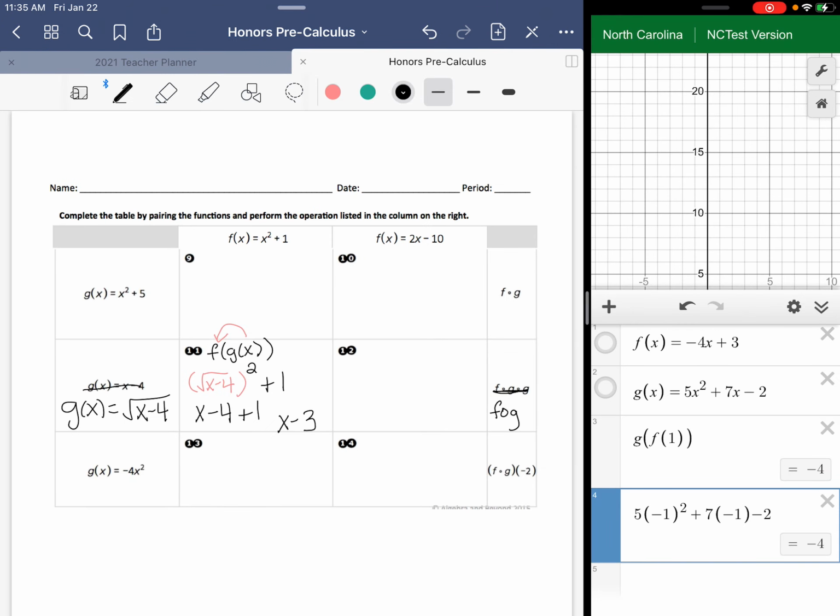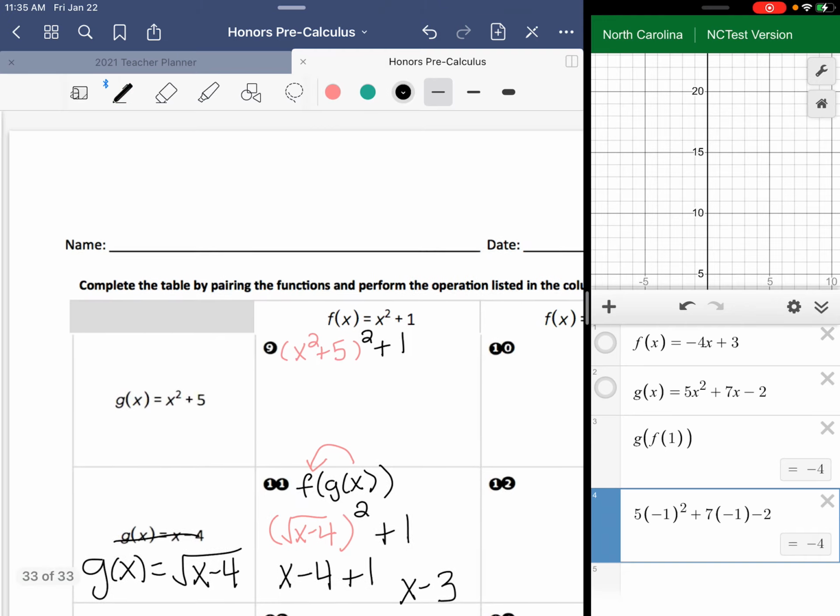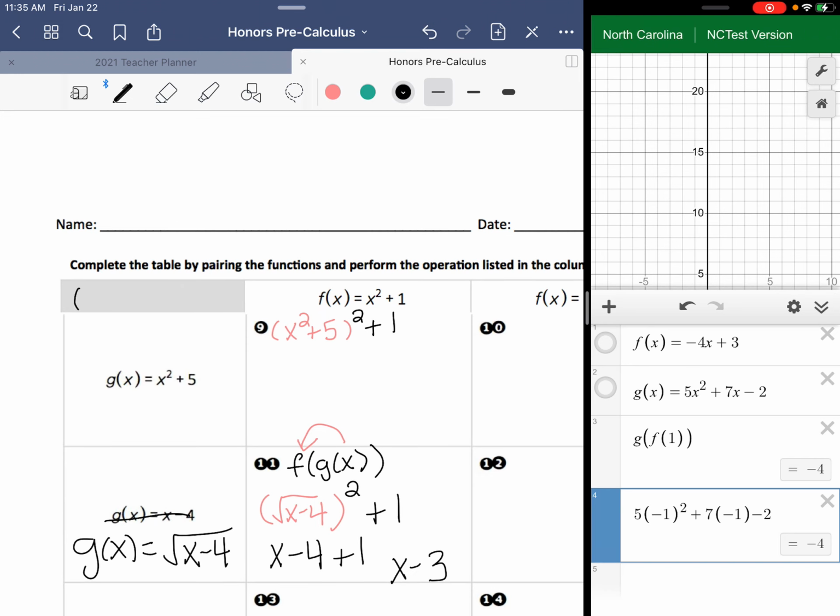All right, let's do the first example on this side. So they're asking us to do g into f. So we're going to take the g function and plug it into the f function. So again, parentheses squared plus 1. And we're going to plug in the g function, which is x squared plus 5. Now remember, when we have that parentheses squared, that means that we're writing it twice. So we're doing x squared plus 5 times x squared plus 5.